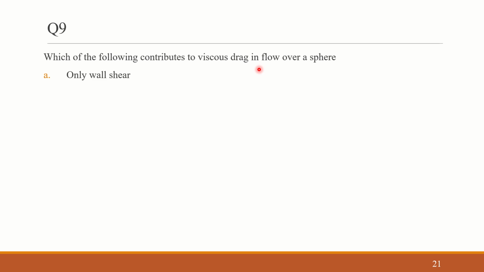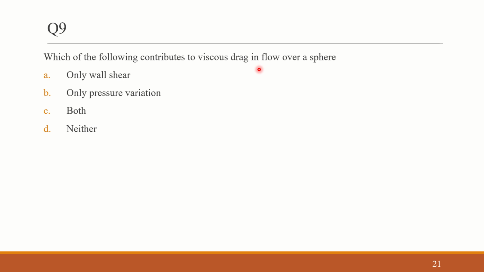And moving on to question 9, we have, which of the following contributes to viscous drag in flow over sphere? Option A, only wall shear, option B, only pressure variation, option C, both, option D, neither. So we have a viscous drag in a flow over a sphere. What are all the contributions for that viscous drag? The first one is wall shear and the second one is pressure variation.